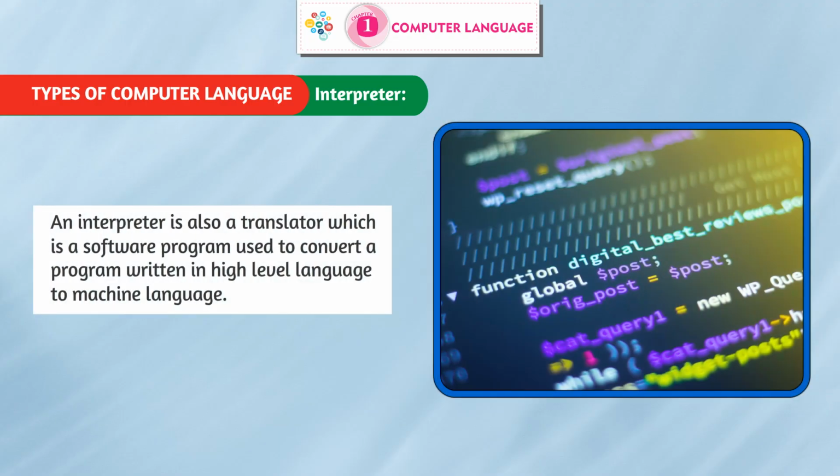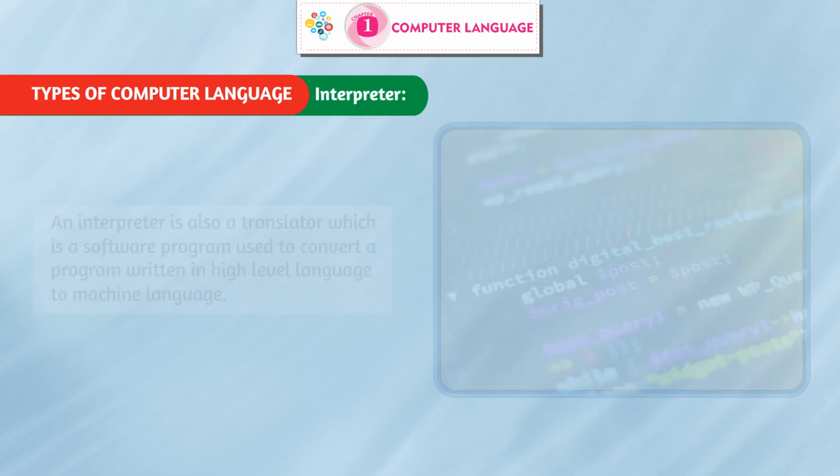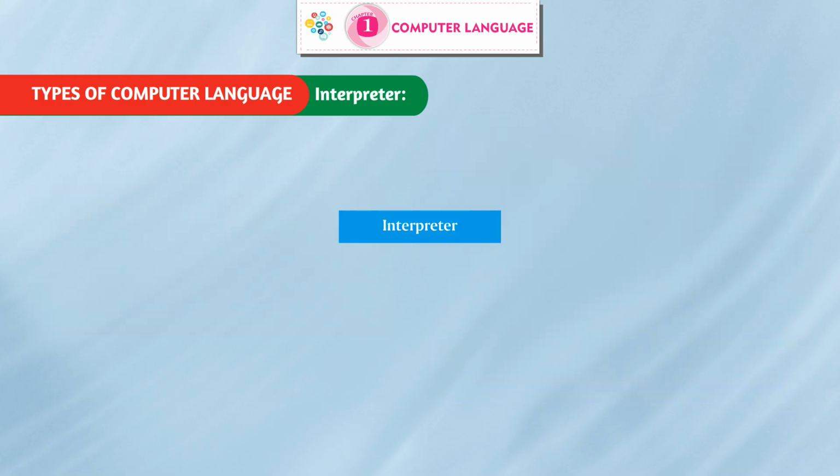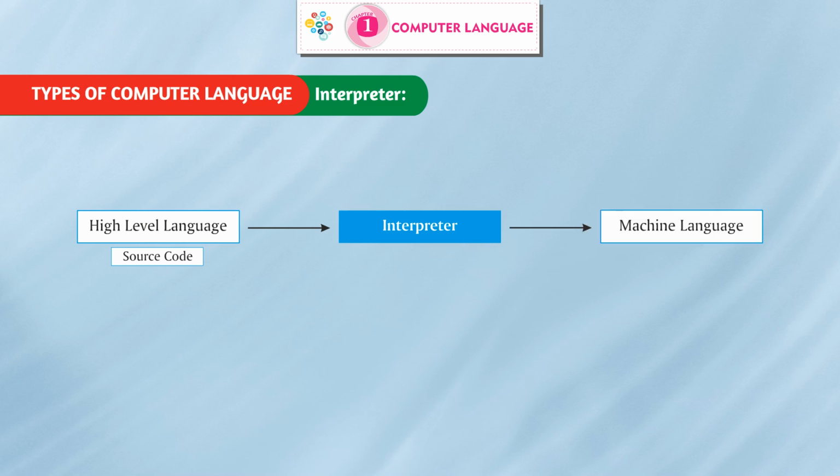Interpreter. An interpreter is also a translator, which is a software program used to convert a program written in high-level language to machine language. The difference between compiler and interpreter is that a compiler compiles the whole program at once, but an interpreter processes one line at a time. It stops where an error occurs, which is to be removed immediately. Interpreter, high-level language, source code, machine language, object code.